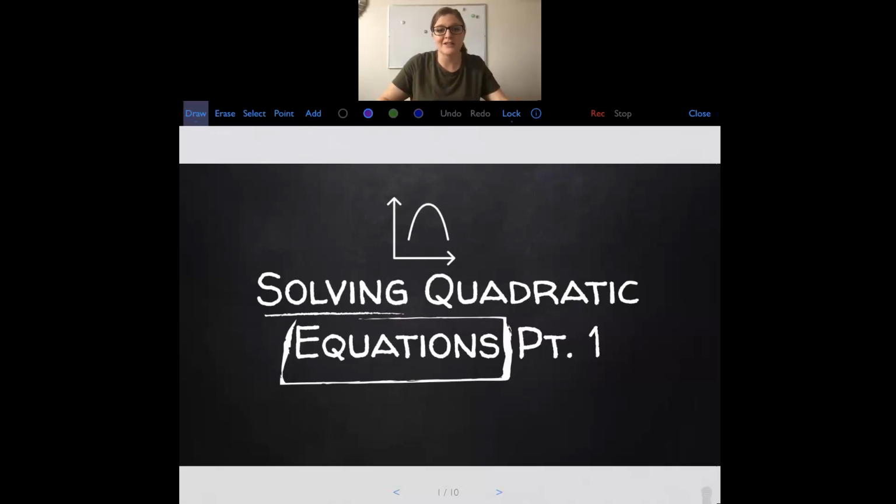In this lesson, we are going to talk about solving quadratic equations, part 1. That image you see there on the screen is the path that an object that is thrown, dropped, kicked, or launched will take as it's flying through the air. So that is one application of quadratic equations, which we will talk about later on in this course, but I thought I'd explain the image there.